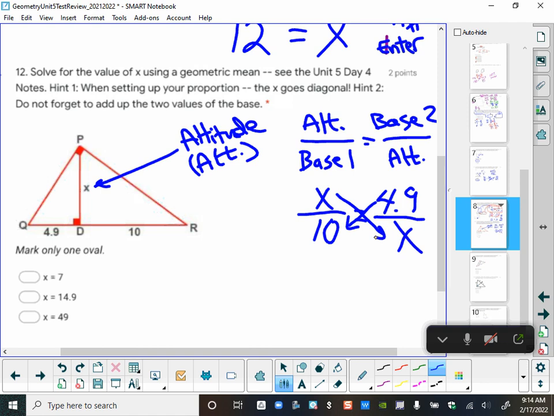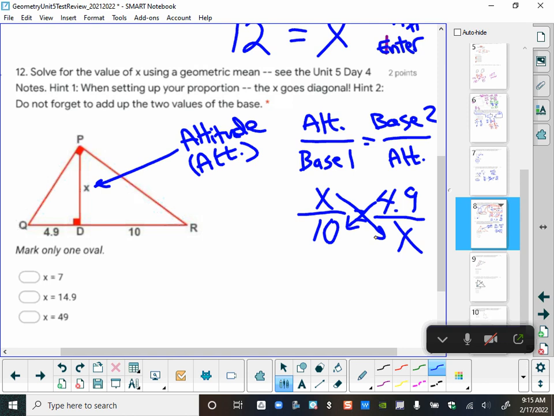This is the most important part. You got to make sure your X, your altitude, because you might get a whole number at times, or any type of number. As long as your altitude is crisscross, then your bases, it doesn't matter. Then from there, you do your diagonal multiplication.